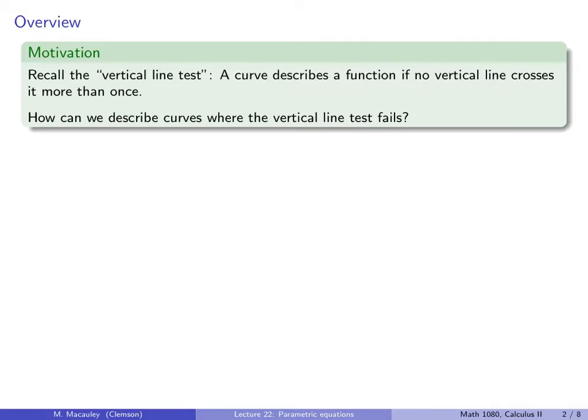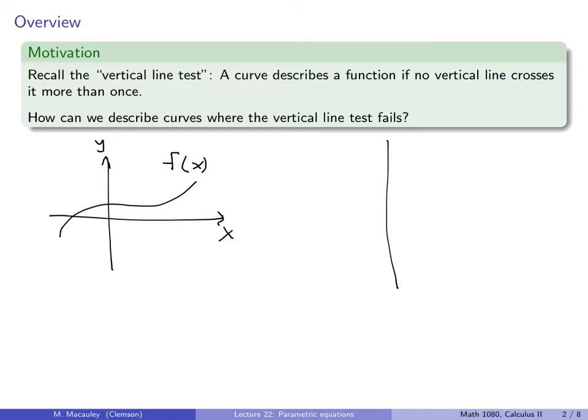Okay, so let me ask you this. How can we describe curves where the vertical line test fails? Something like this, we know how to describe. If this is x and this is y, you know that this graph can be written as a function f of x. So let me give you a non-example, something that you're familiar with, something you've seen.